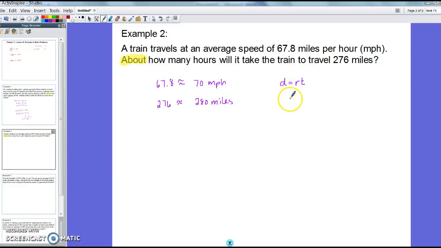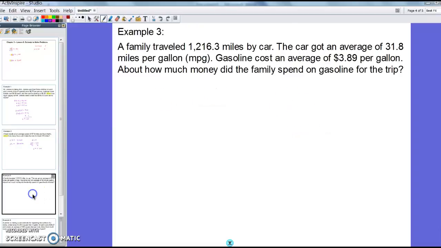So in our case, we have a rate of 70 miles per hour, and our distance is 280. We're trying to figure out the time, about how many hours. So we're solving this equation for t. To solve for t, we're just going to divide both sides by 70, and we get t is about 4 hours. So that's another example of how you can do one of these estimation problems. I have a couple more examples for you.